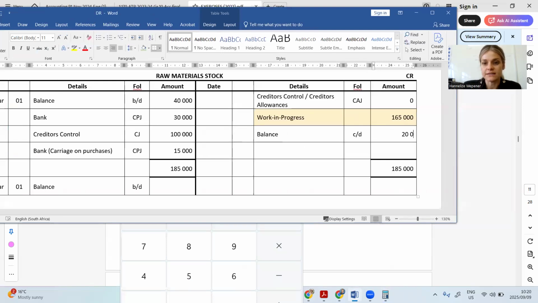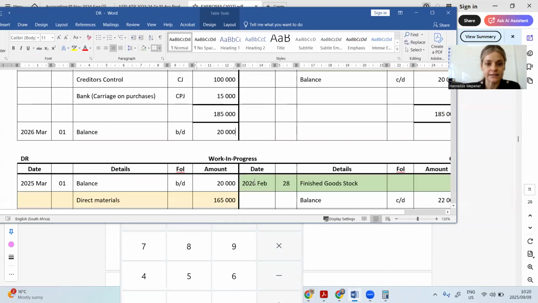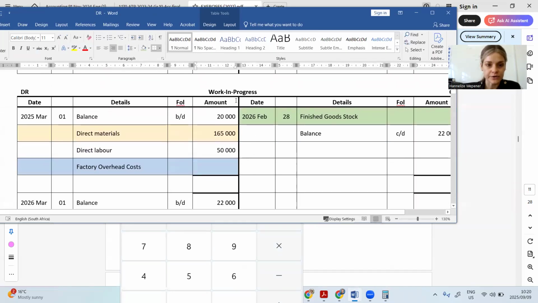Therefore, my closing balance is 20,000. Okay, there we go. So that account is done. Next up, work in progress.